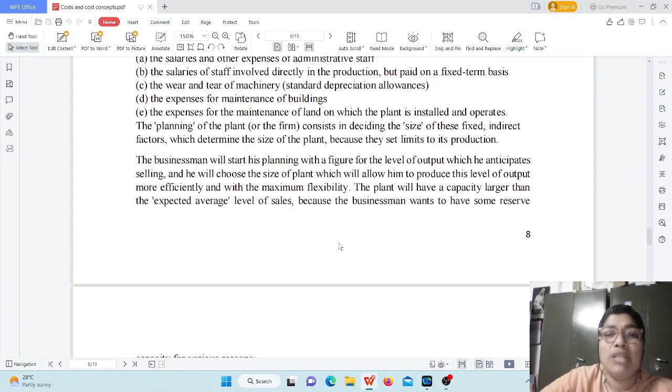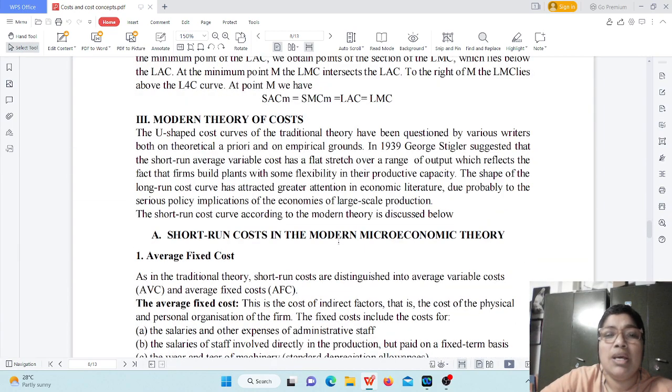As you know, we have discussed the traditional theory of cost, which has a U-shape. But these U-shaped cost curves were criticized and questioned by various writers, and the major criticism comes from George Stigler in 1939. According to Stigler, the short-run average variable cost has a flat stretch over a range of output. A flat stretch means it looks somewhat like an L shape rather than a U shape.